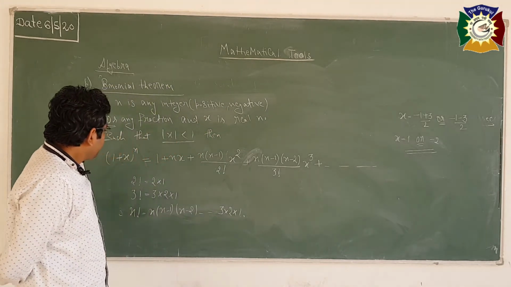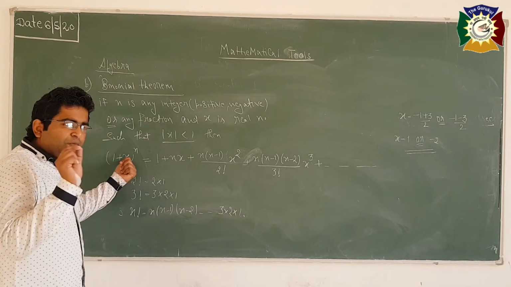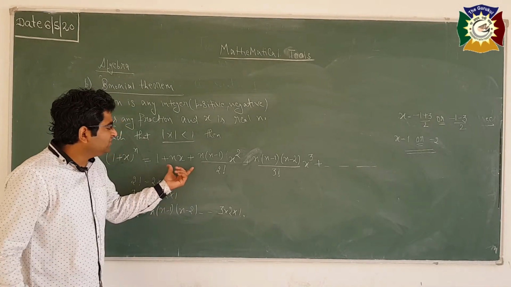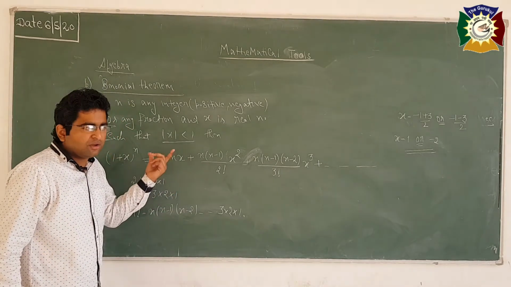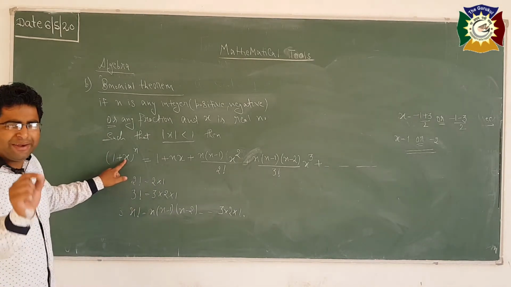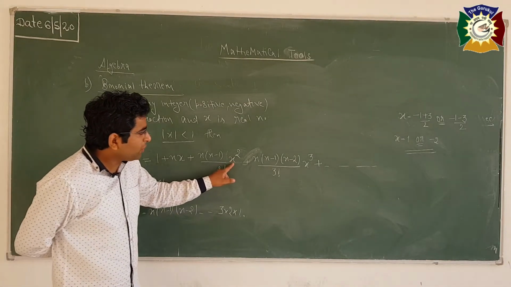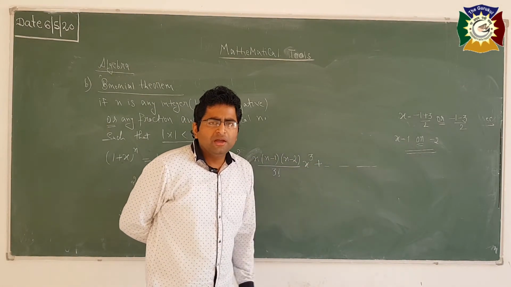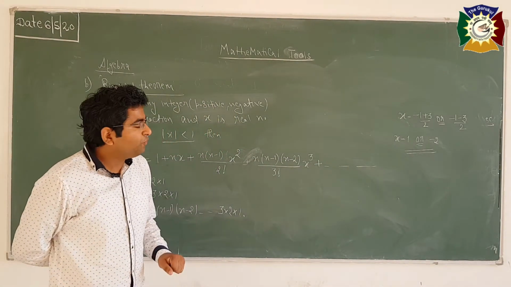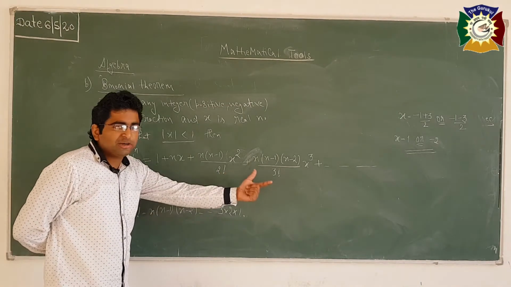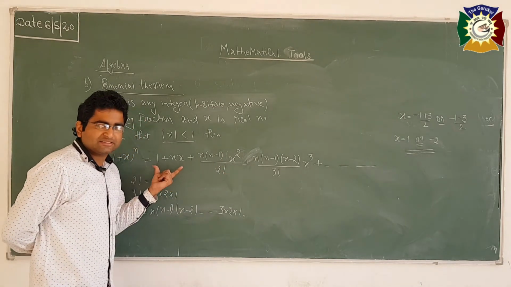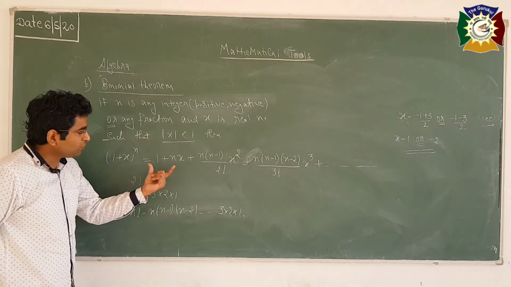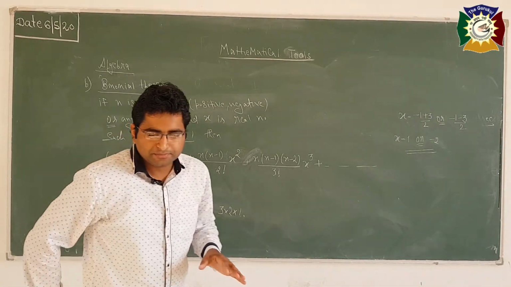Okay. Students, if x is very less than 1, then we can reduce this type of expression. How? If x becomes very less than 1, then x square, x cube, x to the power 4 or higher order terms will become very, very less. So we can neglect these terms with respect to 1 plus nx. So at the end, we can write the expression as 1 plus nx only.